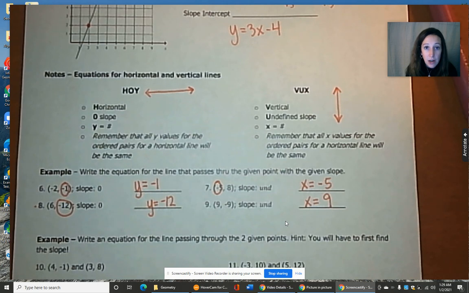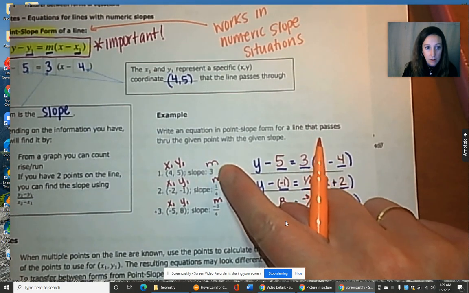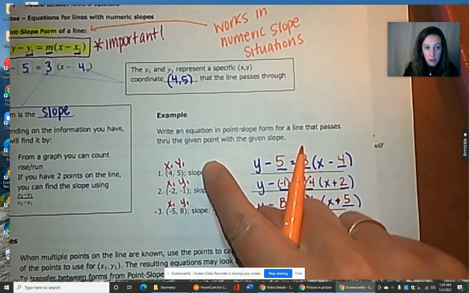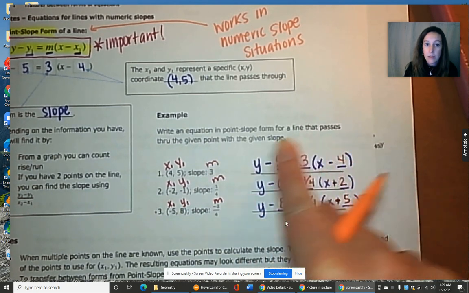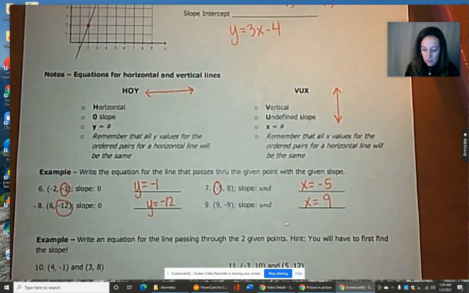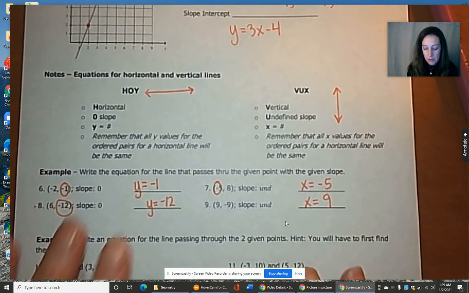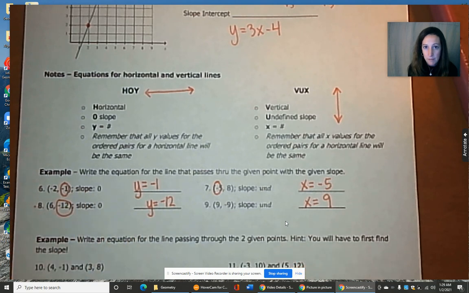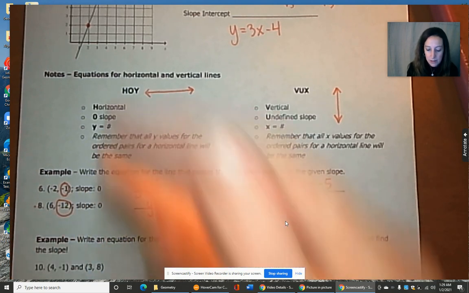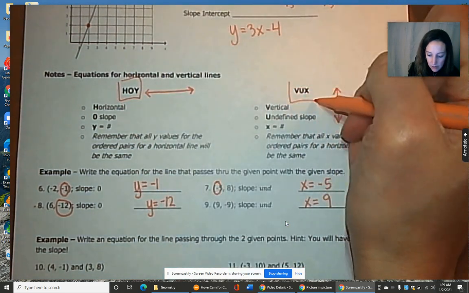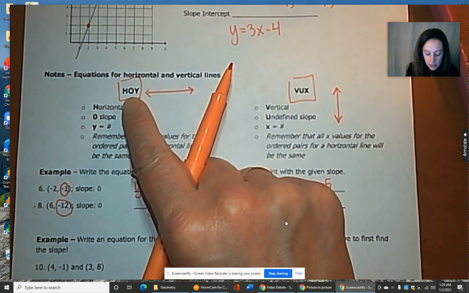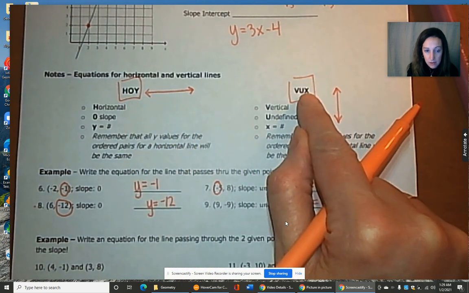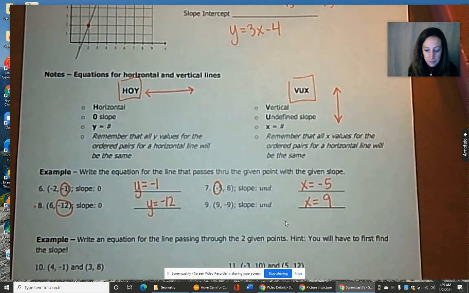So if you don't have a numeric slope, you're only going to have one variable. If you have a number slope, these are all numbers, 3, 1/4, -3/4, all numbers, they're going to be the slope, point slope form. If you don't have numbers, if you have 0 or undefined, then you just have an x or you just have a y. And you decide which one it is using those acronyms. If it's only a 0, it's a y equals. If it's undefined, it's an x equals.